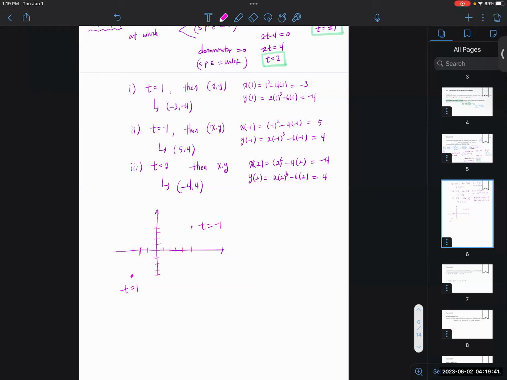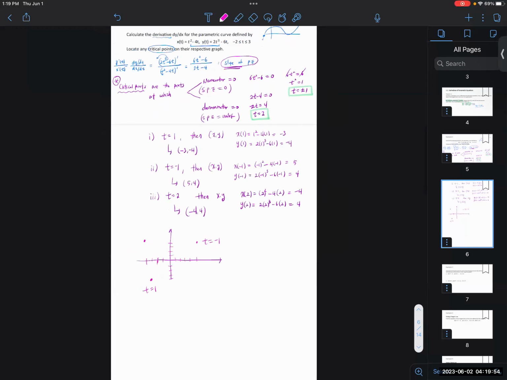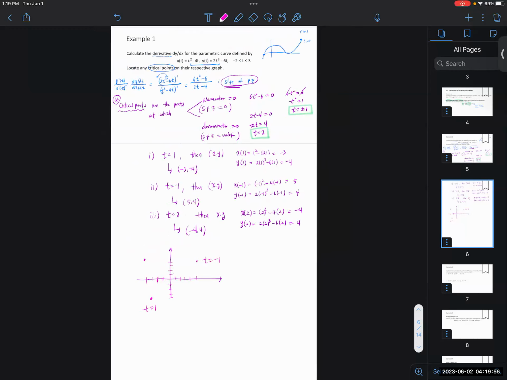Negative 4 comma positive 4. 1, 2, 1, 2, 3, 4 here. Okay, so these are the critical points of these two x and y functions. And then you can think about more, but I'm going to just work step by step. So these are your critical points, okay?